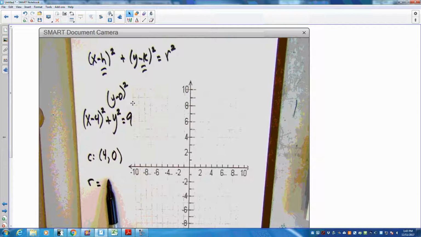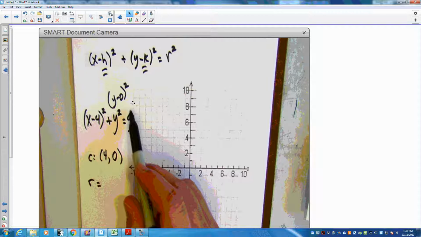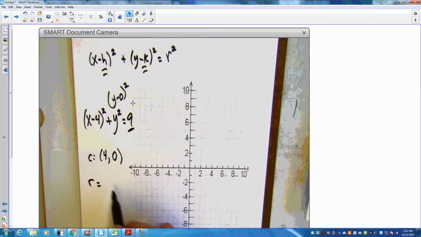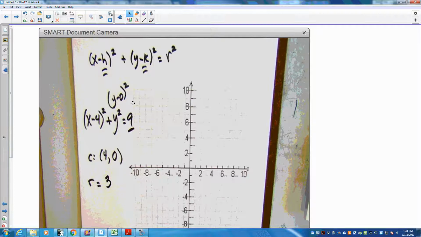3, okay? Because this isn't the radius, is it? This is the radius squared. So that means the radius would be the square root of it, which would be 3. Okay, now let's graph it.